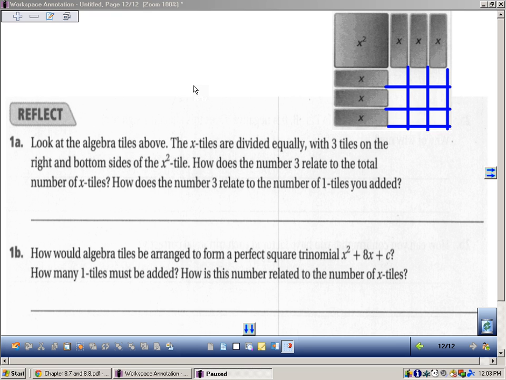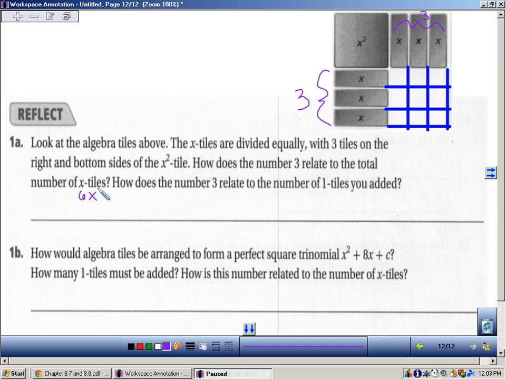Okay, so how does the number 3 relate to the total number of tiles? Well, the total number of tiles is 6, right? And so how does 3 relate to it? Well, let's think about it. 3 is half the amount of the total number of tiles. So think about it. You have 3 on the left side, right? And you also have 3 here. You look here, you have 3 here. And so the total number of tiles is 6x.